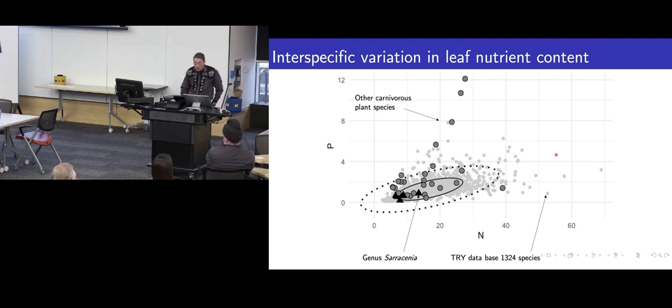And there's a couple other weird carnivorous plants, mostly Utricularia or bladderworts, that are kind of way up there off in their own space. Sarracenia is within the cluster of what we see in the TRY database, but its N and P content is relatively low compared to other grasses, sedges, and forbs. It's really much more like the nutrient content of evergreen trees. Again, more like a slow-growing tree than anything else.